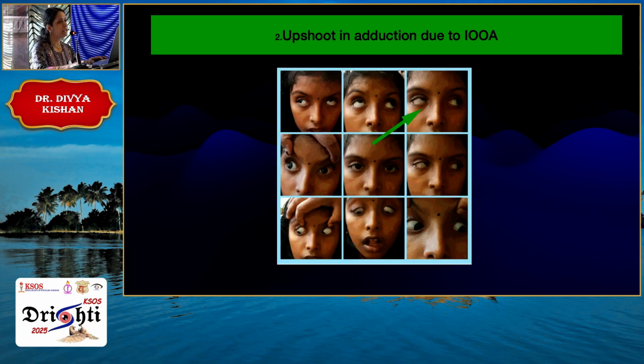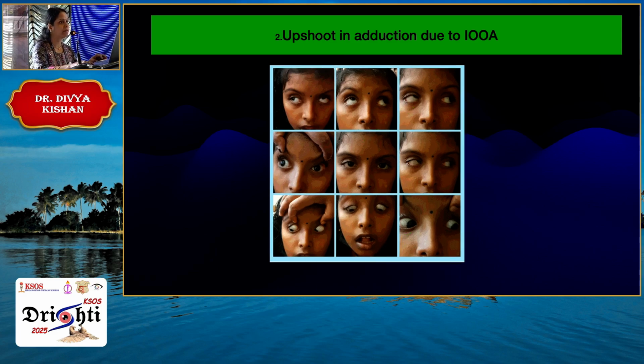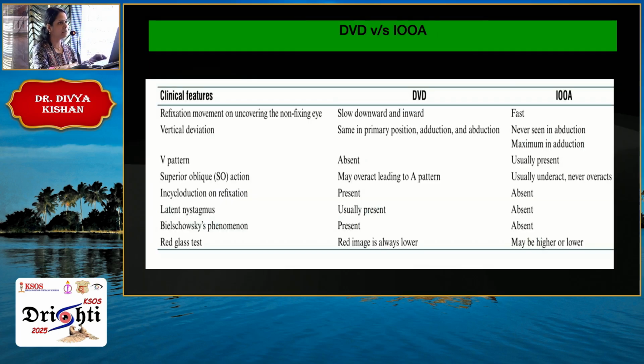So you can see that the inferior oblique is overacting, and correspondingly there is an underaction of the superior oblique in case of inferior oblique overaction. And the contralateral superior rectus is also underacting. And the pattern that you get in inferior oblique overaction is a V pattern, unlike in case of DVD. So these are the differences summed up together.